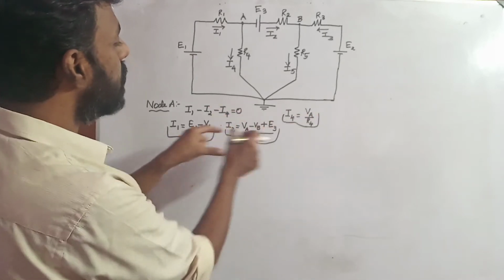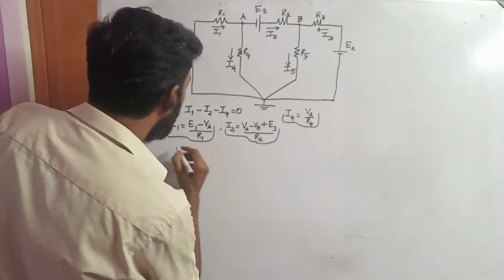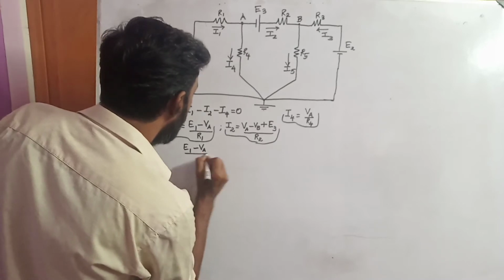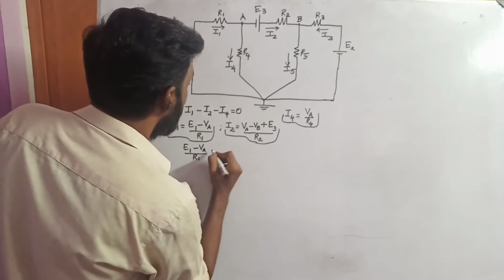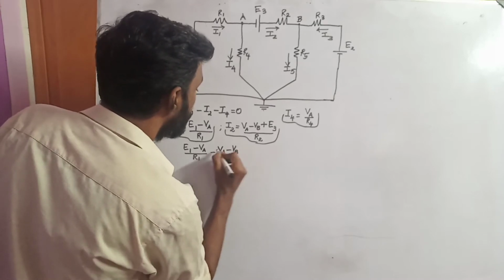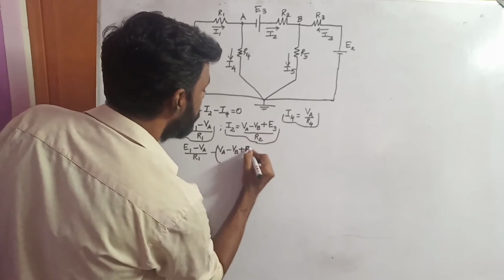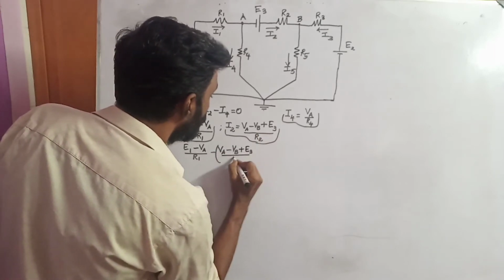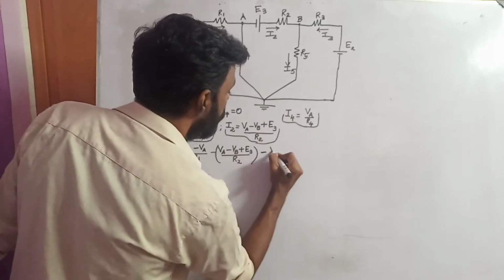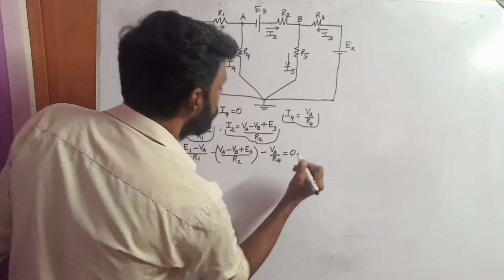So I'm going to substitute all these values in this expression which we had formed in the initial stage. So I1 will be E1 minus VA divided by R1, minus VA minus VB plus E3 divided by R2, minus I4 will be minus VA divided by R4 equal to 0.